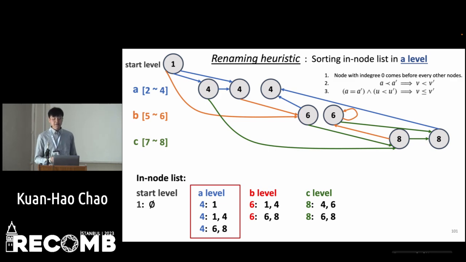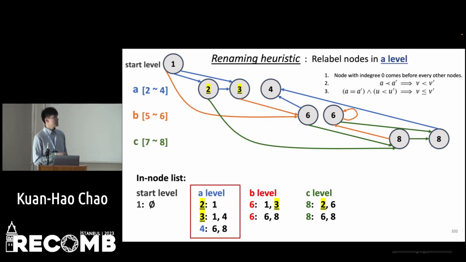So the in-node list is the new idea that we propose in the weird graph toolkit paper. What it means, let's take this node for example. This node has 2 nodes coming in, and one is currently labeled as 1, so we write 1 here, and the other is currently labeled as 4, so we write 4 here. So the in-list of this node is 1, 4. And we can do the sorting based on the in-list and do the relabeling.